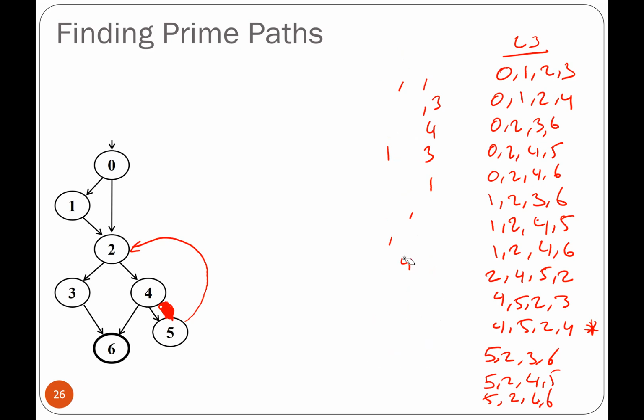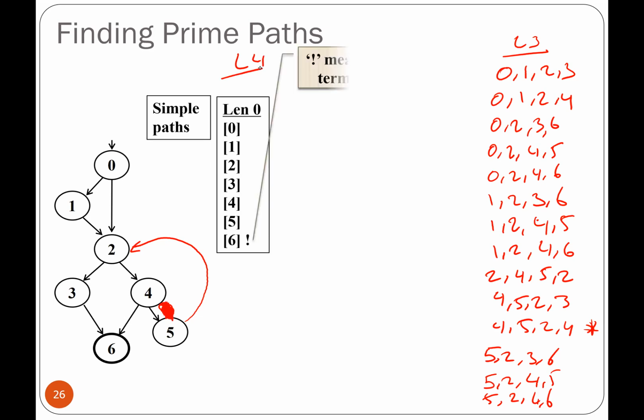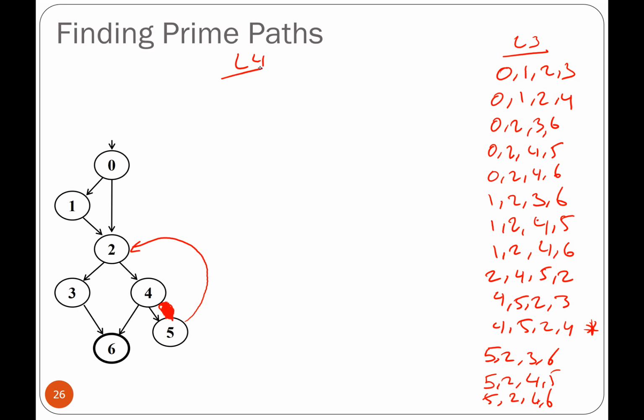Let me just erase all of this. And again, I already know once we do length 4 that 4, 5, 2, 4 is going to be a prime path. Type length 4, beginning with 0. I'm going to give you a moment to do it on your own before I jump in.